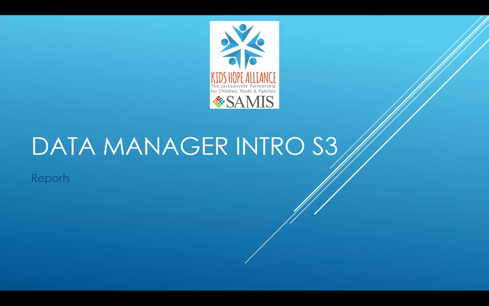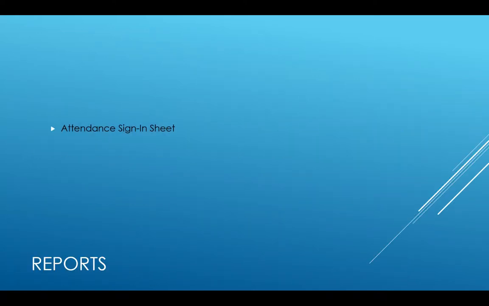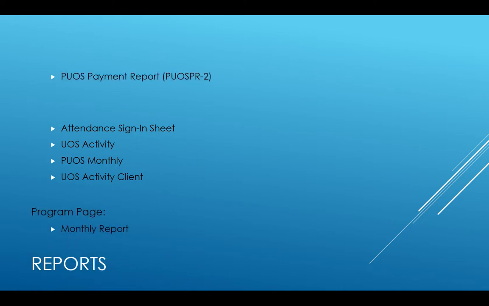In this segment, we're going to cover the reports commonly used by data managers. We have the attendance sign-in sheet report, the units of service activity, the POS monthly, the activity client, and then on the program page, there's a monthly report. And then the most important report would be the payment report or the POS PR2 report that is a required deliverable on reimbursements. Notice that these are sectioned in the areas where they are found in the system.